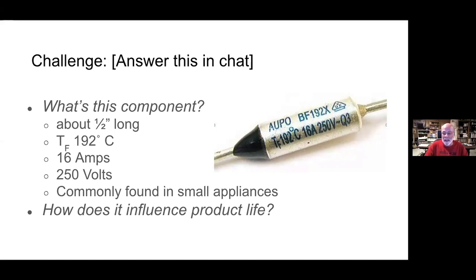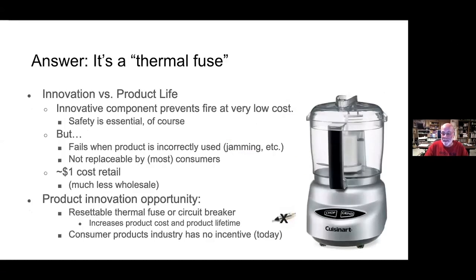All right. Next slide for the reveal. It's a thermal fuse. So if you said fuse, you're there. So a regular fuse says, wait a minute, that's too much current. That's a bad thing. I don't want to have a fire.